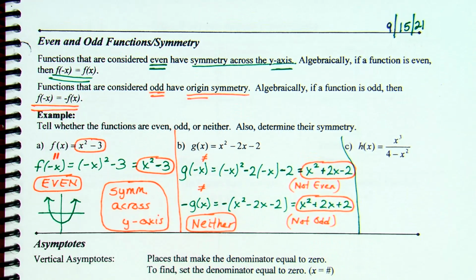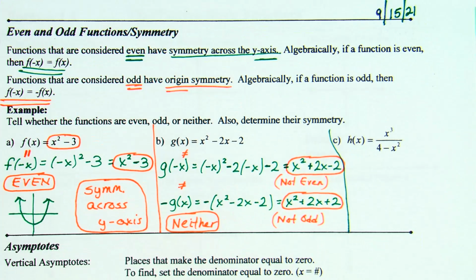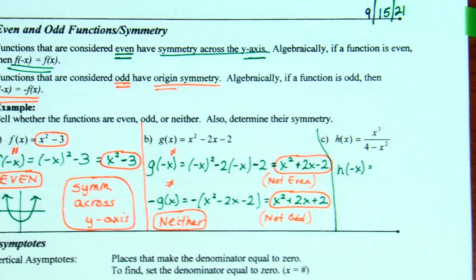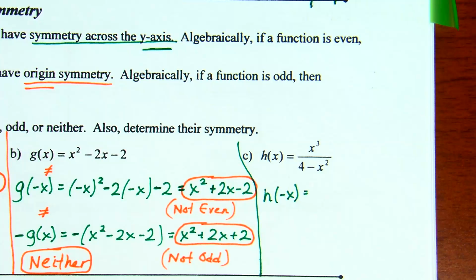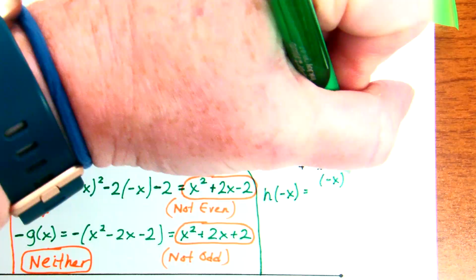So now we're ready for C. Yeah, we can already predict the answer, but we need to understand why, right? Both algebraically and graphically, even though you already know what the answer is going to be. So, what are our steps? The first thing we're going to do is find h of negative x, right? Every place I see an x, I'm going to replace it with negative x. So instead of x to the third, we're doing negative x to the third. Instead of 4 minus x squared, it's 4 minus negative x to the second.